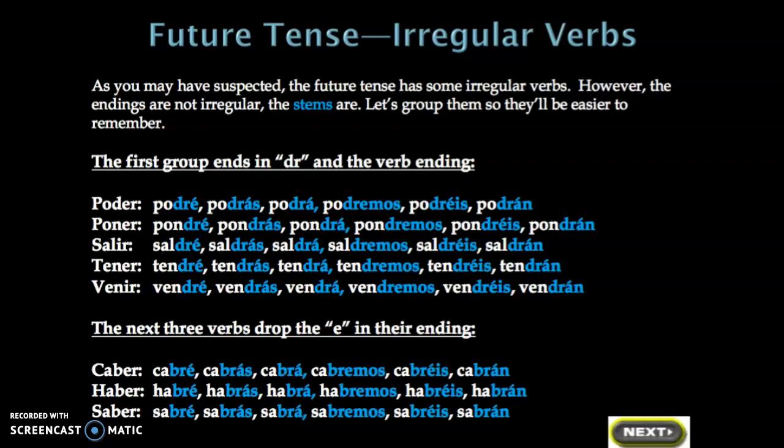Okay, our next one is poner, which would be P-O-N-D-R. Salir, S-A-L-D-R. Tener, T-E-N-D-R. And venir is V-E-N-D-R. So those are your DR group endings. Our next one we have are 3 verbs that you're going to drop the E in their ending. So caber, you are just dropping it, so it's going to be C-A-B-R. Haber is H-A-B-R. And saber, your new stem, is S-A-B-R.